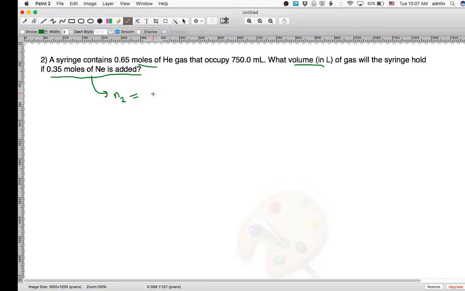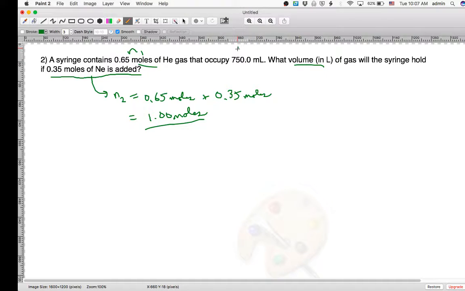So how can you get the moles of gas that you end with? You can get it by doing what they said. 0.35 moles of neon were added. So we started with 0.65 moles of helium gas, and at the end we add 0.35 moles of neon gas. Of course, ideal gases behave the same no matter what gas they are, so the helium gas and the neon gas combined to make 1.00 moles of gas total. That's the moles of gas that we end with. This here is the moles of gas that we start with.